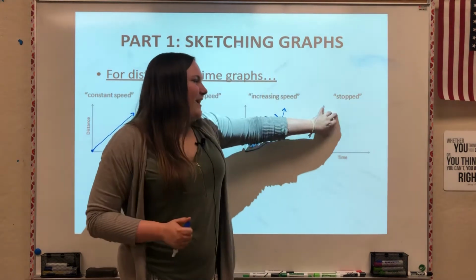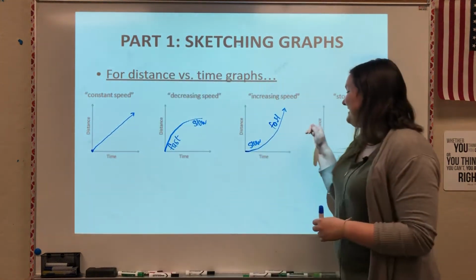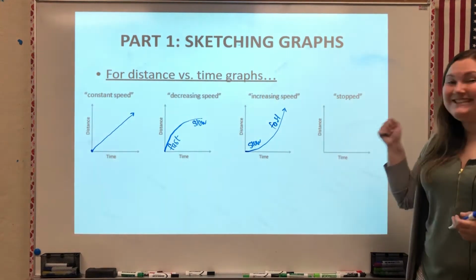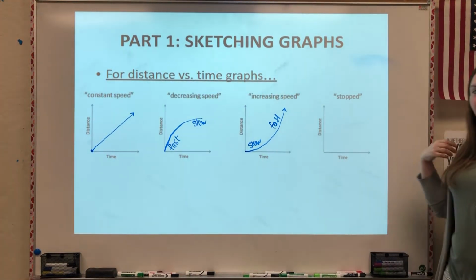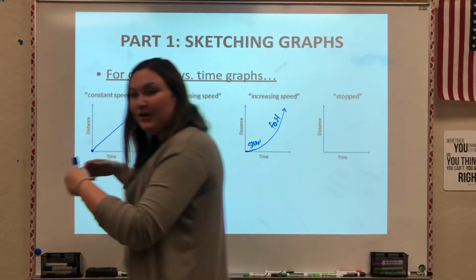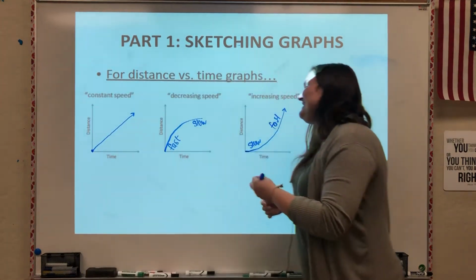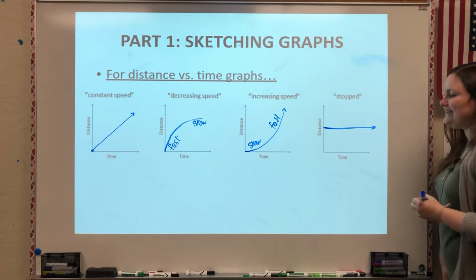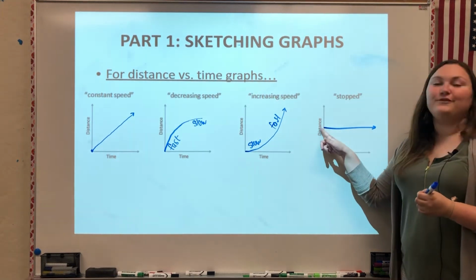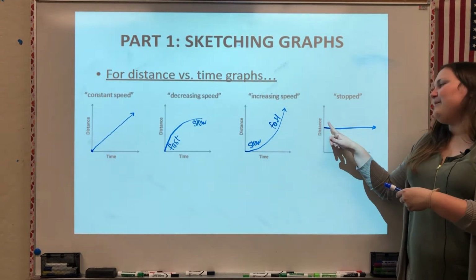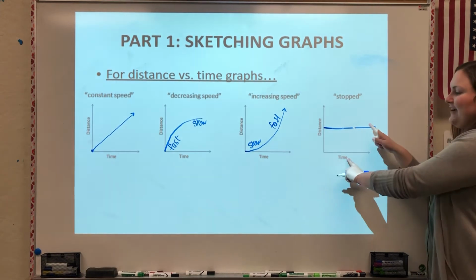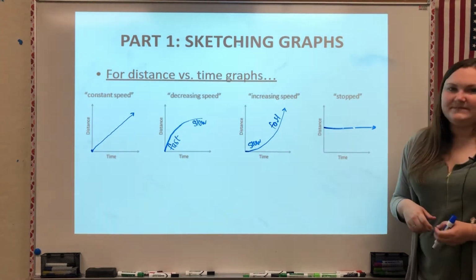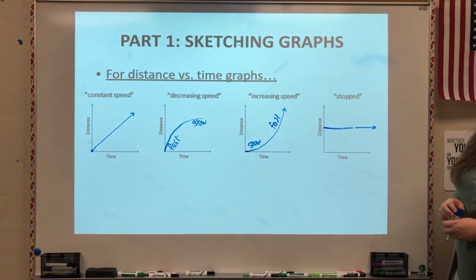So when we go to graph stopped, the distance when you're stopped isn't changing. I'm not getting further away. I'm not getting closer. It's staying the same. It would be a horizontal line like this. Maybe if this was 1 foot away from that side of the board, I was 1 foot away the entire time. So it would be that horizontal line.